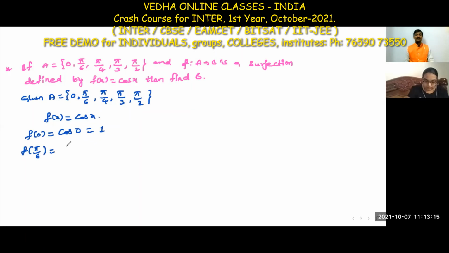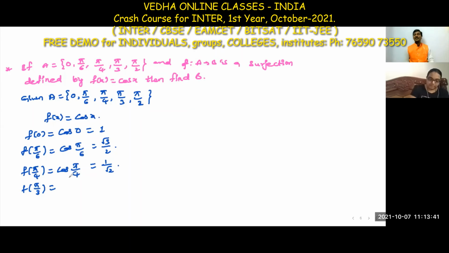Now f(pi by 6). What is cos 30 degrees? Root 3 by 2. Very good. f(pi by 4), pi by 4 is nothing but 45 degrees. What is cos 45 degrees? 1 by root 2. Okay, next pi by 3, 60 degrees. What is cos 60? It is 1 by 2.